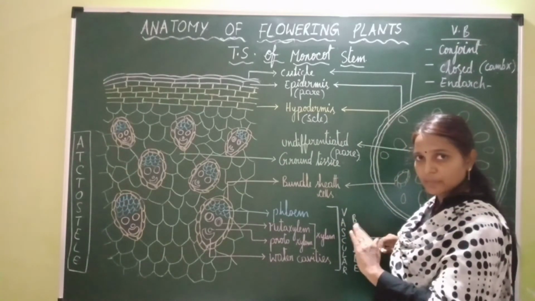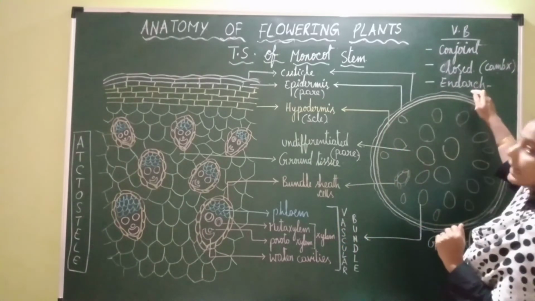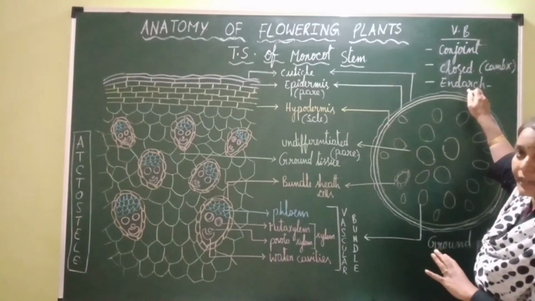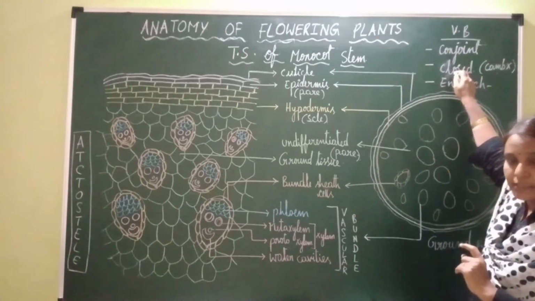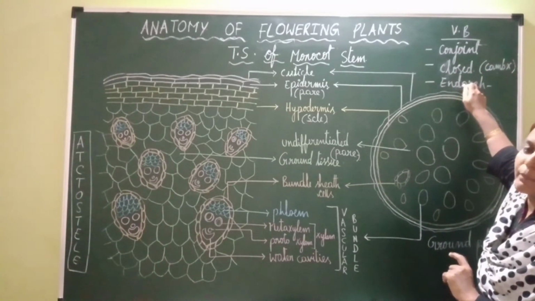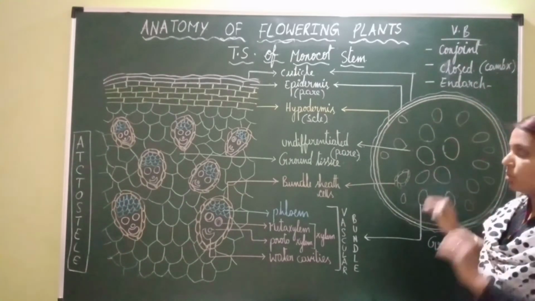As the protoxylem is towards the center, it is called what type of xylem? Endarch type of xylem, right? So the vascular bundles are conjoint, closed type of vascular bundles with endarch type of xylem. As they are closed type of vascular bundles, there is no secondary growth in monocot stem.